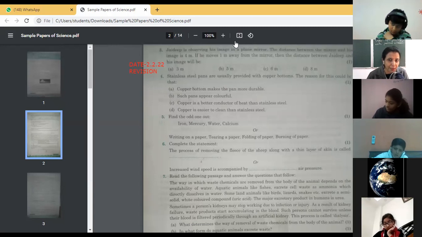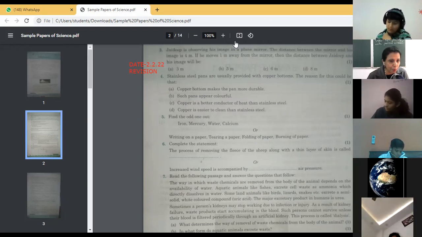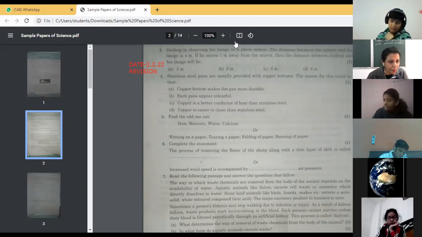Now tell me, what was asked? Jaideep and his image, meaning the object is Jaideep and the image. So what is the total distance? 5 meters plus 5 meters. You know that. Ma'am, 10 meters. The answer will be 10 meters. The option is not given here. That's why you people are confused. But at least you should give the right answer.